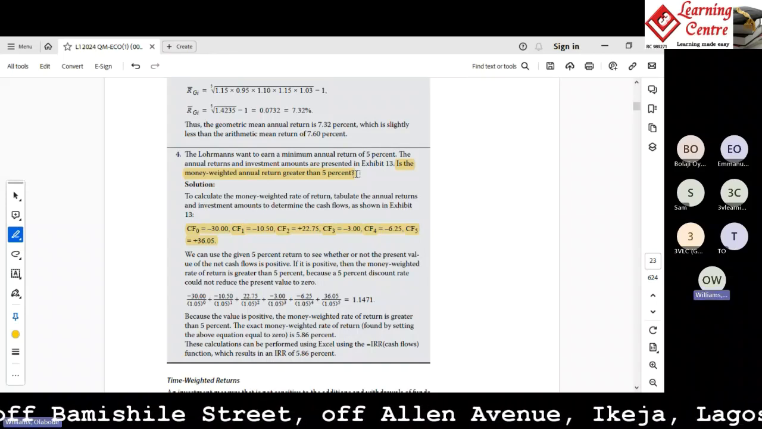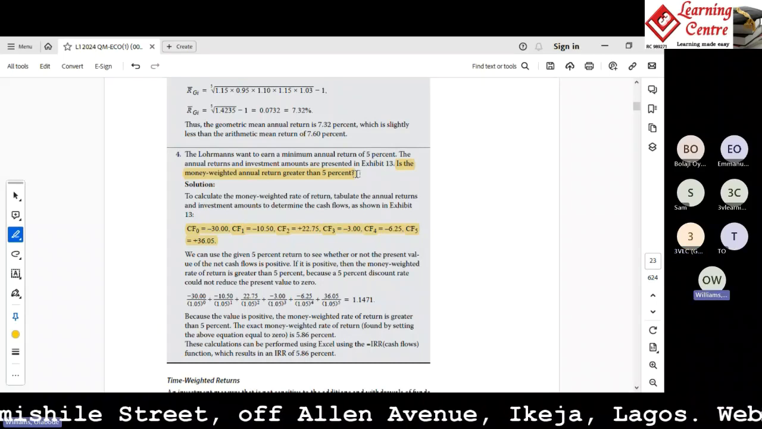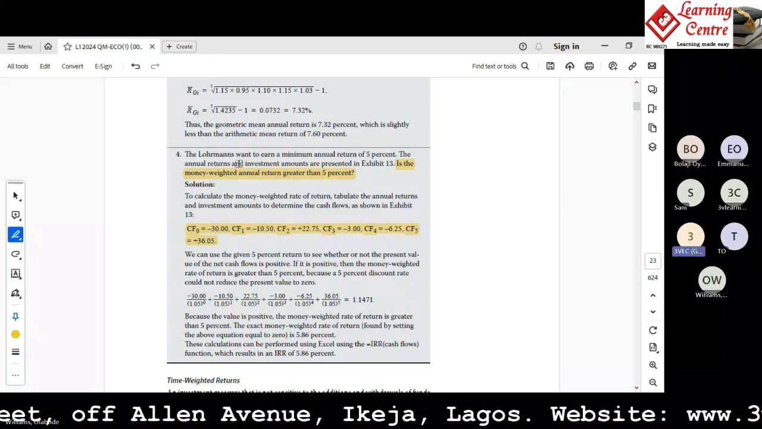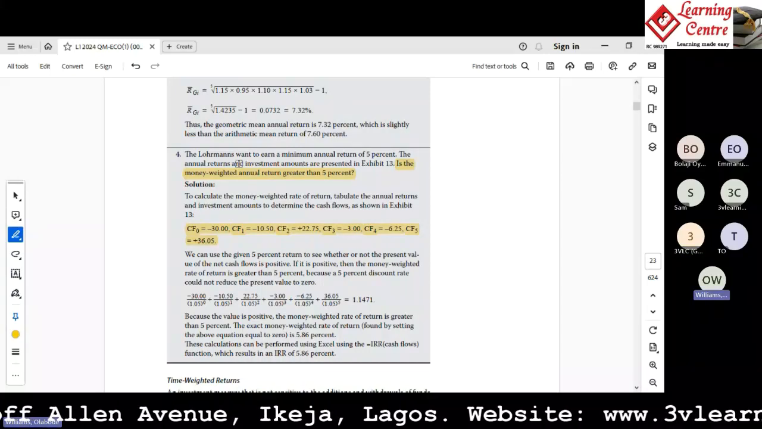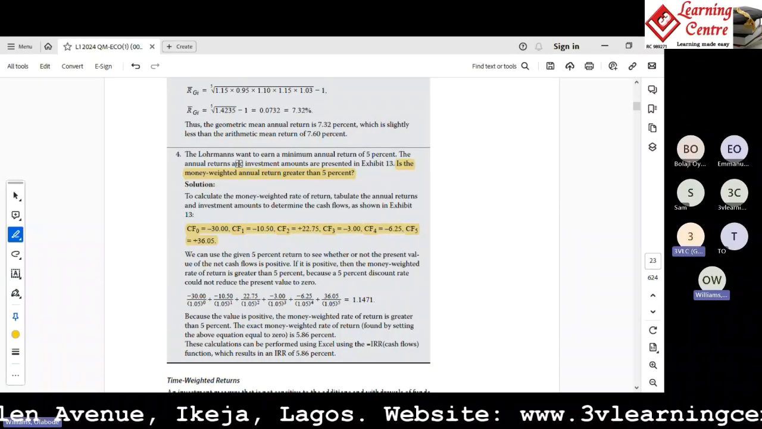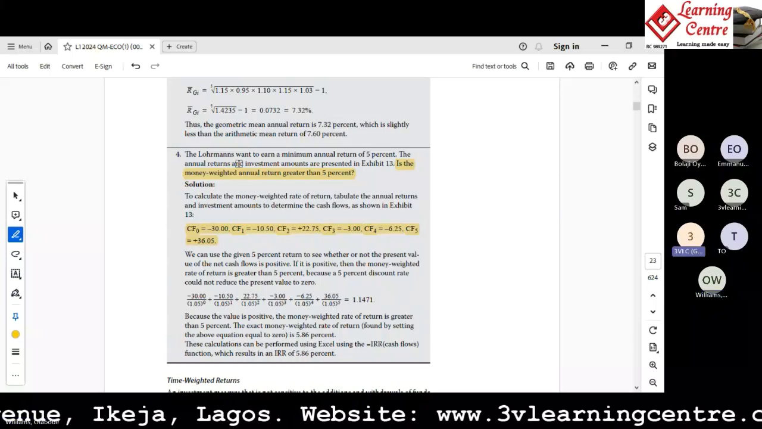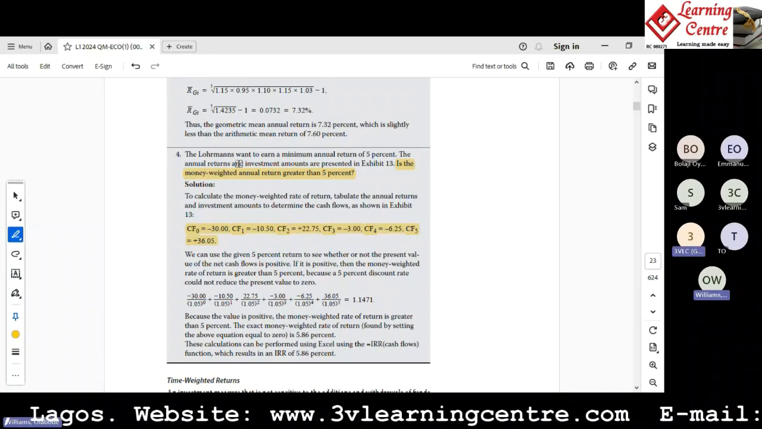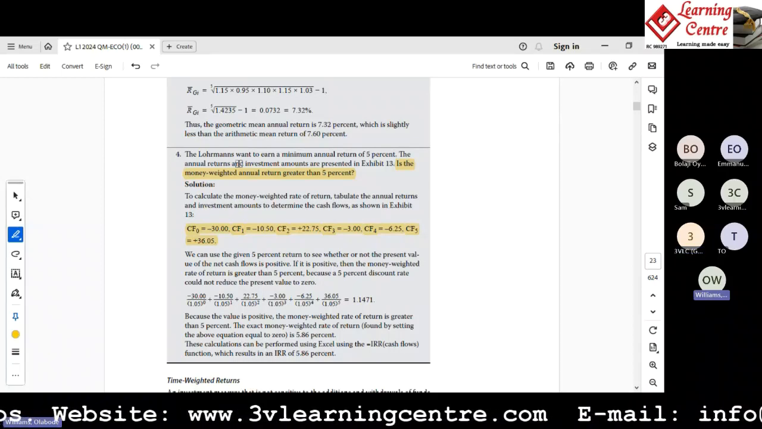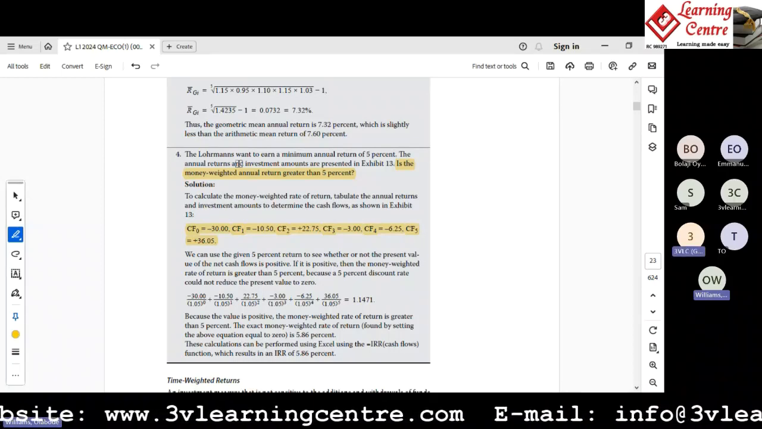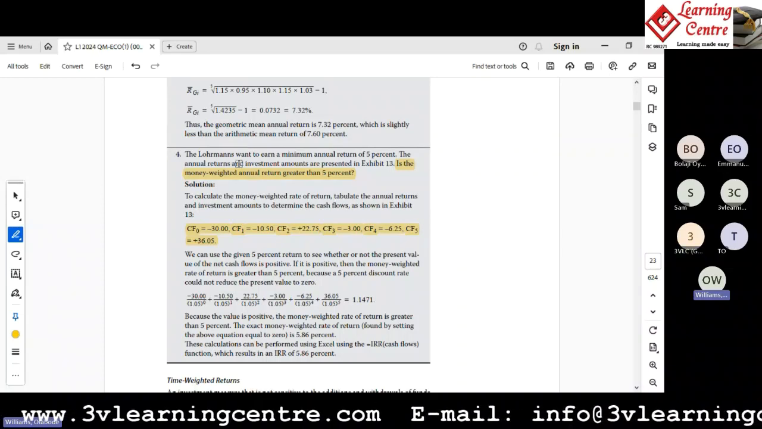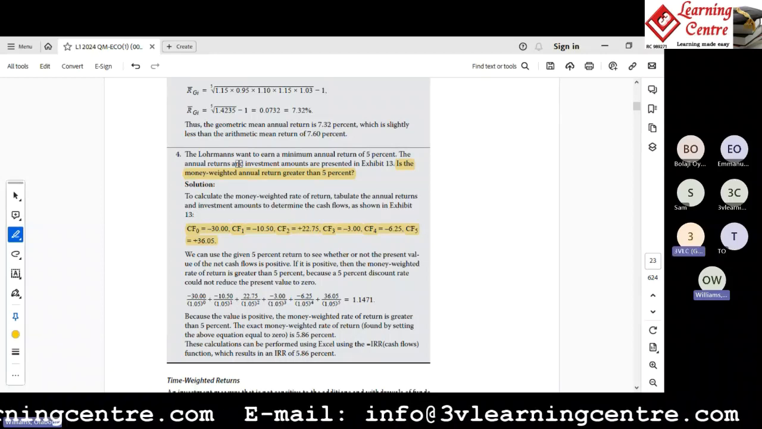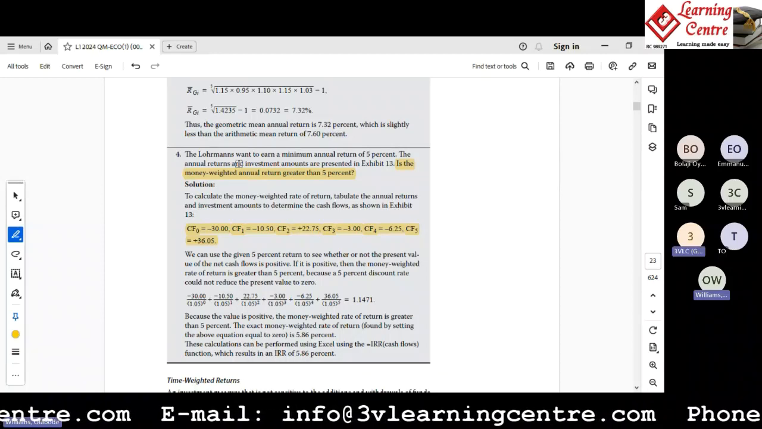Do you understand? Let me take it again. Question 4: the Lormans want to earn a minimum IRR of 5%. That's the minimum. If it's higher than that, they are fine, but it cannot be lower than 5. So they want to know, does this investment generate an IRR that is more than 5%? That's the question. Is the money-weighted annual return greater than 5%?